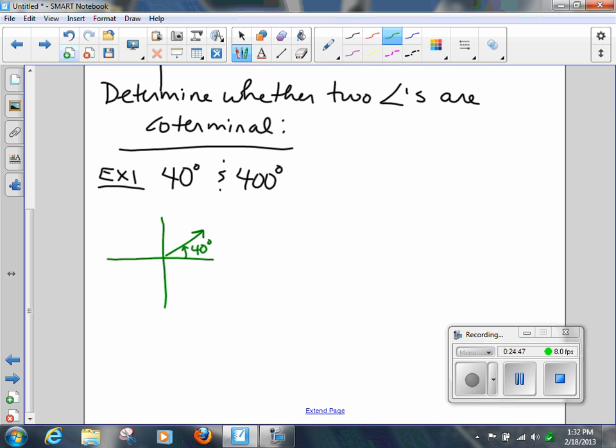And go back to the same place, because 40 degrees is just 40 degrees, but 400 degrees is one revolution plus how much? 40. So you go 360 plus that little piece. Do they share a terminal side? Yeah, they share a terminal side because they end at the same spot. So are these two angles coterminal, yes or no? They are coterminal.